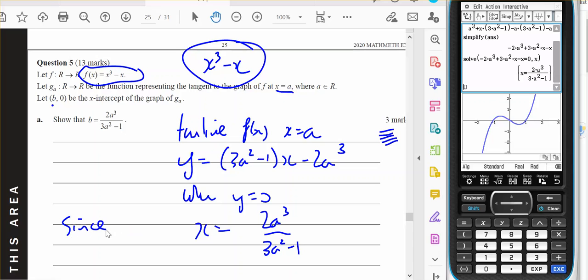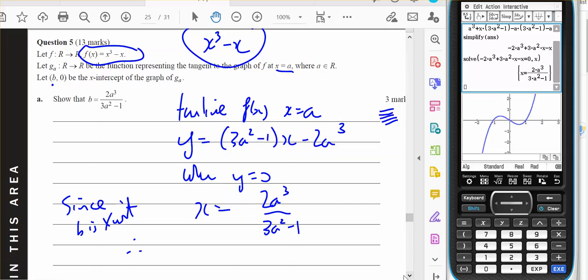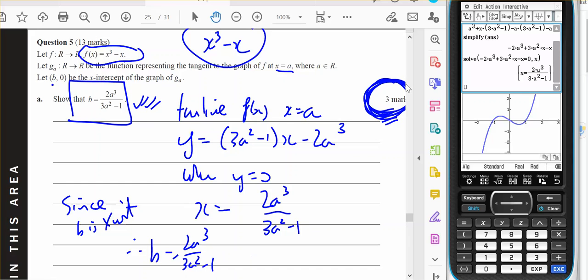Since B is the x-intercept, therefore B equals 2a cubed on 3a squared minus 1. Done. 3 marks. Golly. Now that must be pretty important information, that the x-intercept of the tangent is equal to that. It's a show that question. It must be used somewhere else in the questions.